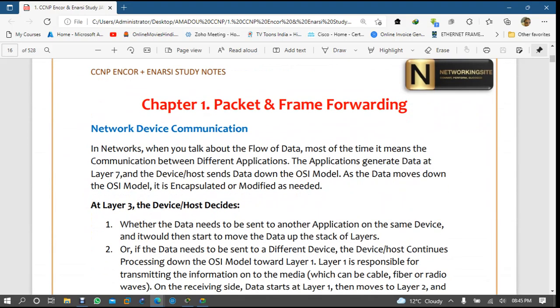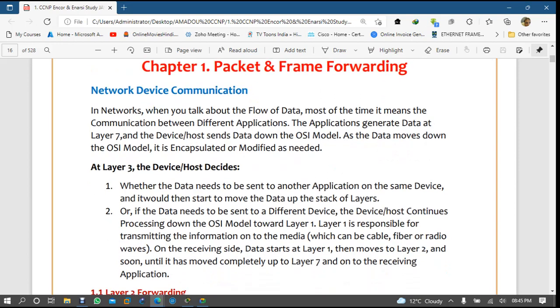Okay, so today we are going to know about our chapter 1, which is packet and frame forwarding. So first of all, we are talking about network device communication, because when we want to learn about network security or any kind of network communication or any kind of networking, the network device plays the main role in our day to day work, right? Because when we are in the company, network devices are helping us to communicate. Without a networking device, you cannot communicate.